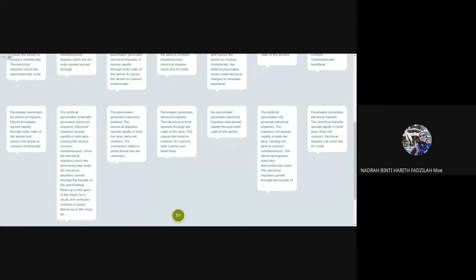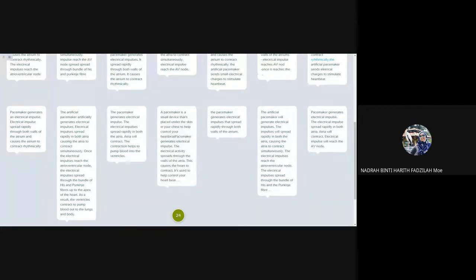So the artificial pacemaker generates electrical impulse. Electrical impulse spreads to both atria. Electrical impulse arrives or reaches the AV node. AV node releases or transfers impulse to the bundle of His and also Purkinje fiber. Number 5, once it reaches the apex of the heart, ventricle will start to contract. Number 6, pump blood out of the heart. Any more? Alright.